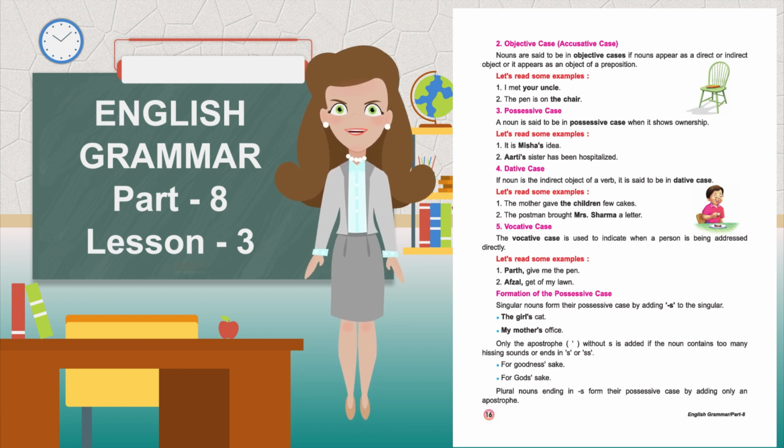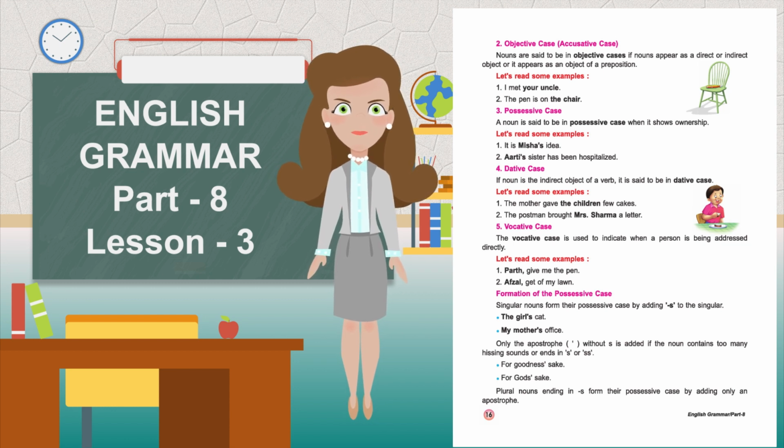Dative case. If a noun is the indirect object of a verb, it is said to be in the dative case. Let's read some examples. The mother gave the children a few cakes. The postman brought Mrs. Sharma a letter.